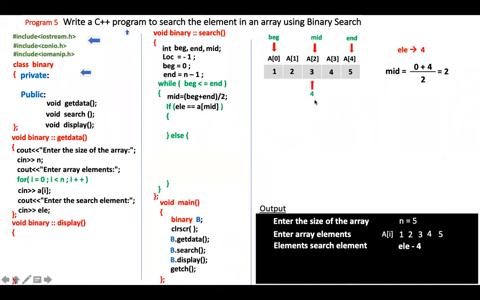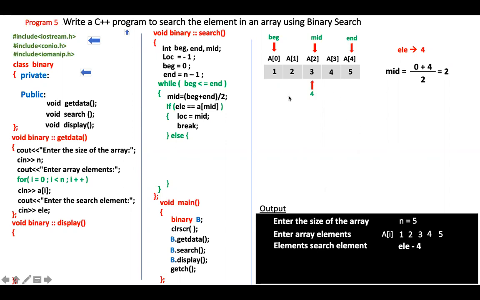Now here it will check my 4 value, whether 4 is equal to this 3. No. If it was equal, then it would have printed it. It would have captured the location of this position. If 4 was found here itself, then it would have taken the location equal to the mid value, that is location is equal to 2. Then it would have come out of the program and printed location is equal to 2.